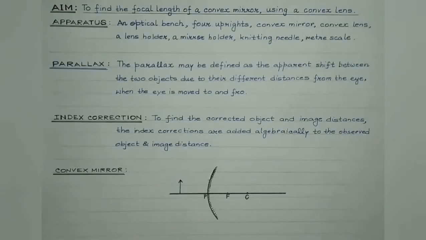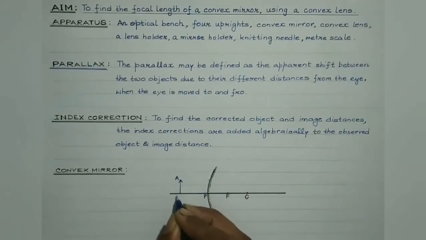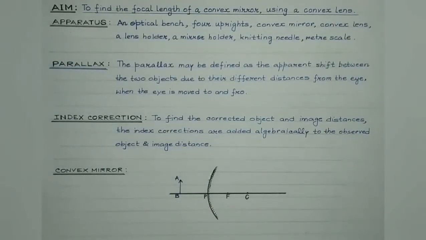Now students, let us draw the ray diagram for the image formation in the case of a convex mirror. This is a convex mirror, right? This is the center of curvature and this is the principal focus and this is the pole of the convex mirror, right? So suppose AB is the object which is placed in front of the convex mirror. Now let's draw the ray diagram.